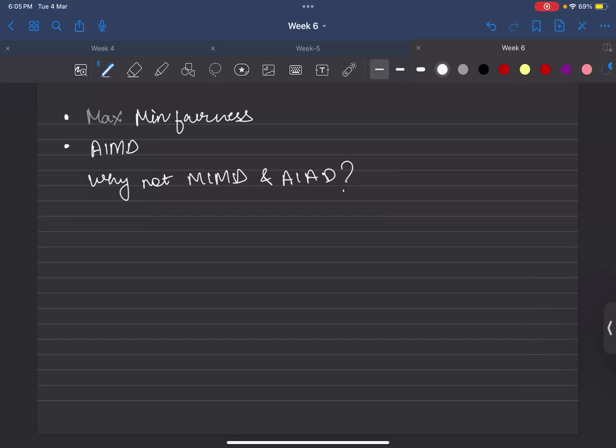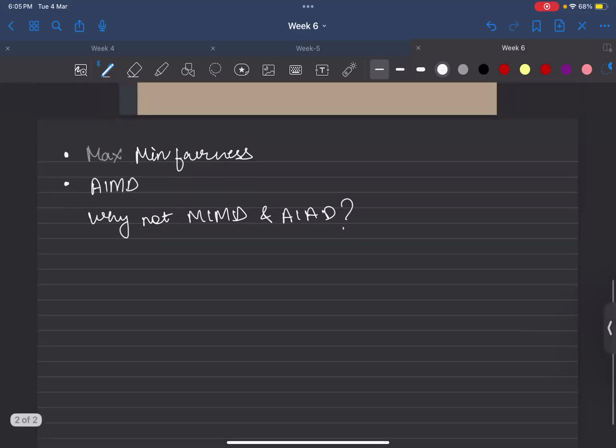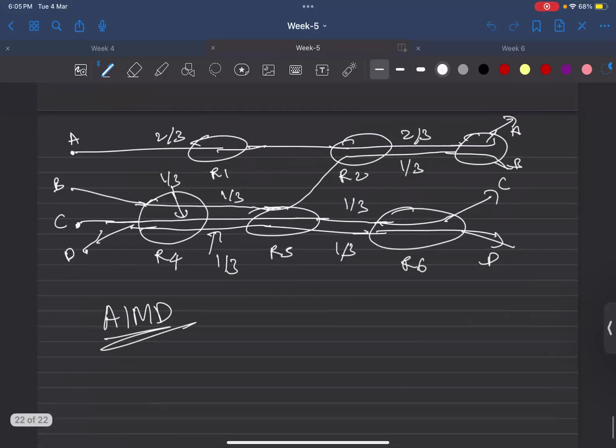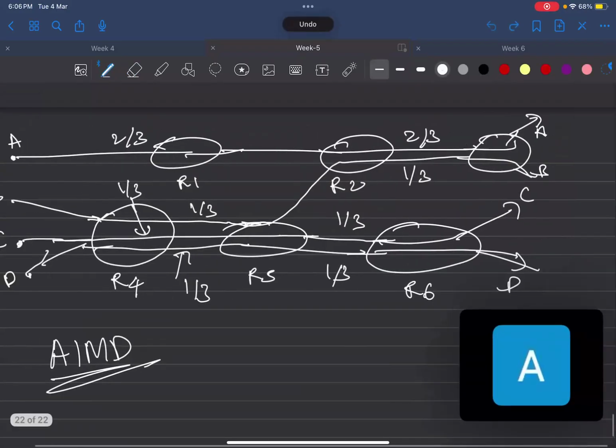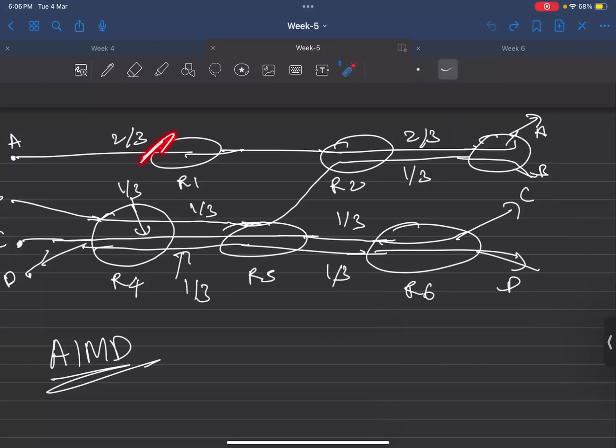Maximum fairness is when we cannot increase the bandwidth allocation to one particular route without decreasing it for any other. Absolutely correct. If we have to increase the bandwidth capacity of one flow, then we have to decrease the other one. That is how we are balancing it, as we saw in the last class. Suppose if we have to increase this 2/3 part, then obviously I have to decrease this 1/3 part, then only this 2/3 will be increased. That is basically maximum fairness.